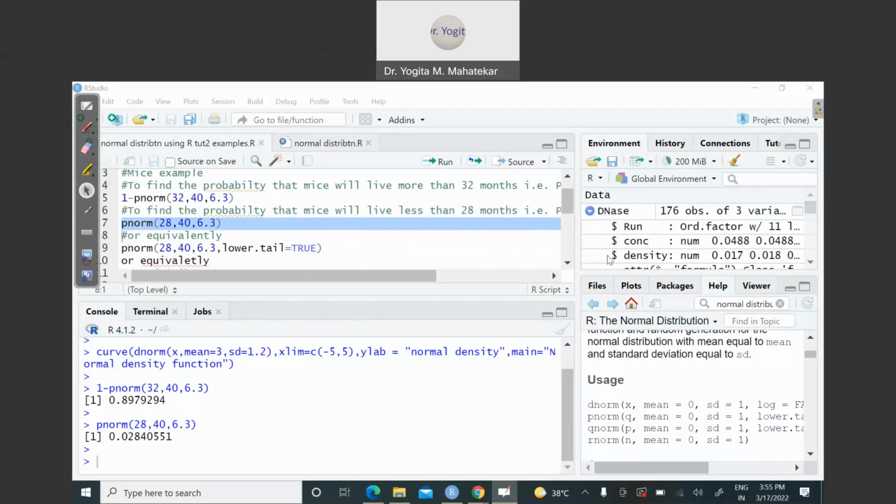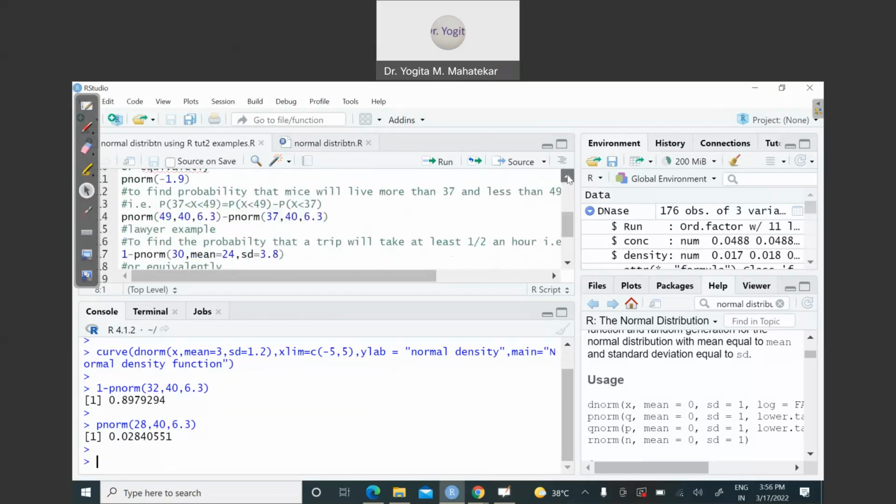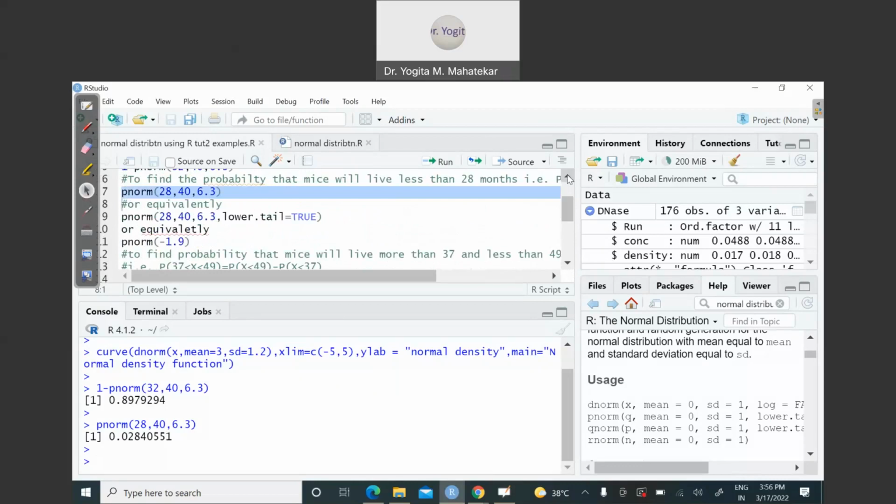Equivalently, we can convert this capital X in terms of capital Z, which stands for standard normal random variable. So how will we find out the standard normal random variable corresponding to 28? We will do x minus mu by sigma. So it will be 28 minus 40 by sigma, which is 6.3. 28 minus 40 is minus 12 divided by 6.3, which is equal to minus 1.9. And when I apply pnorm of minus 1.9, it will give you the same answer.